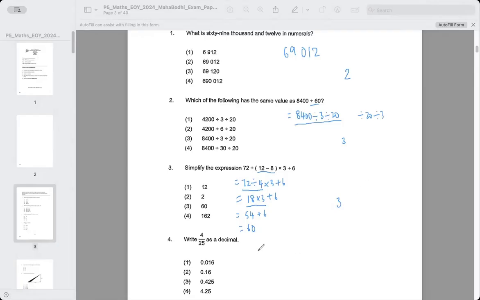Question 4, write down 4 out of 25 as a decimal. So for questions like that, first thing you look at the denominator, see whether we can change it into 10, 100, or 1000. So for 25, we can multiply by 4 to become 100. So we do the same for the numerator. We will get 16 out of 100. Okay, so anything out of 100, it will be 2 decimal place. So it will just be 0.16. Okay, so our answer for this question 4 will be option 2. Okay, let's move on.